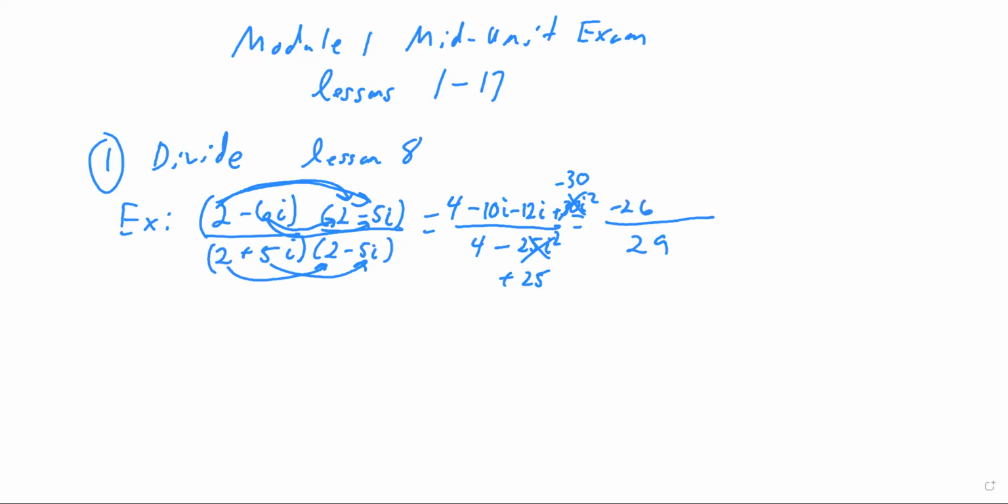negative 26. And then negative 10i minus 12i is negative 22i. You must write it out in the correct complex form, which is a plus bi. So you split this up into 2 separate fractions. So this becomes negative 26 over 29 minus 22 over 29i. Simplify if you can. 29 happens to be a prime number, so that's as far as you can go.